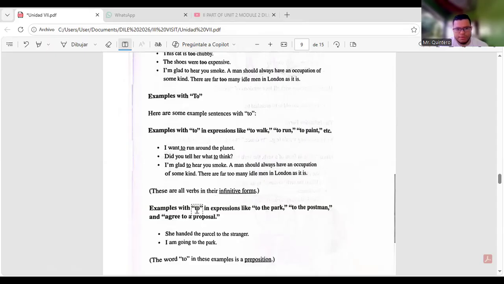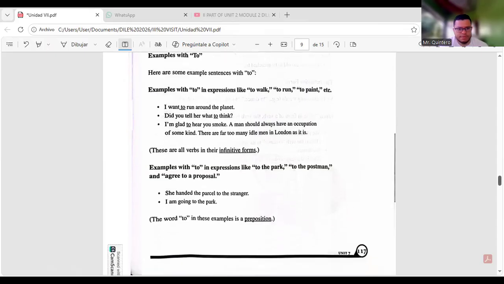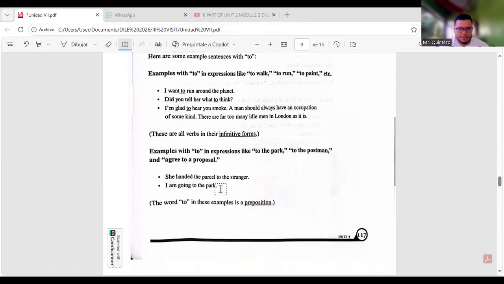Examples with to in expressions like to the park, to the postman, agree to the proposal. She handed the parcel to the stranger. I'm going to the park. The word to in these examples is a preposition.